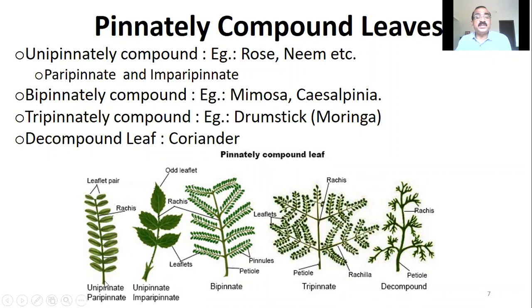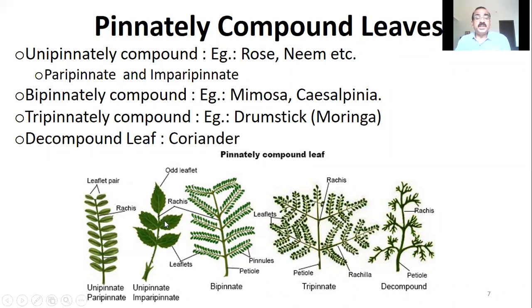Unipinnate. See here, rachis is undivided. Rachis is not divided further, and all the pinna or leaflets are arranged laterally on either side of the rachis. Look at this diagram and look at this also. So both are having undivided rachis. Rachis has got no further branching or branches. So both are called unipinnately compound leaf.